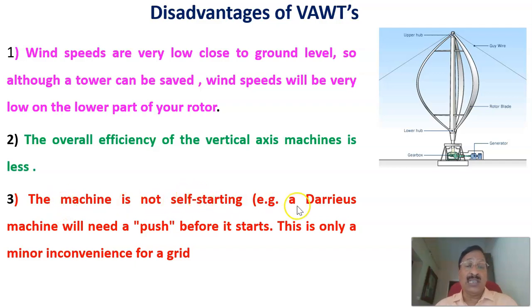The machine is not self-starting because, as we have seen, this type of machine needs a separate mechanism to start; it needs a push before it starts. This is only a minor inconvenience for the grid. So that is a disadvantage of the vertical axis wind turbine.